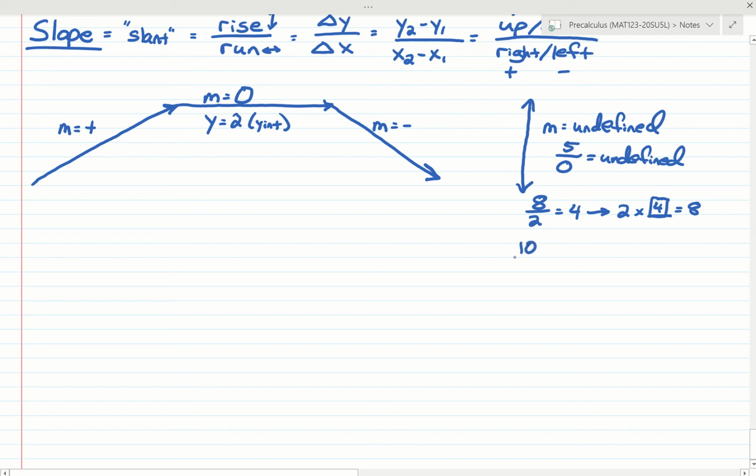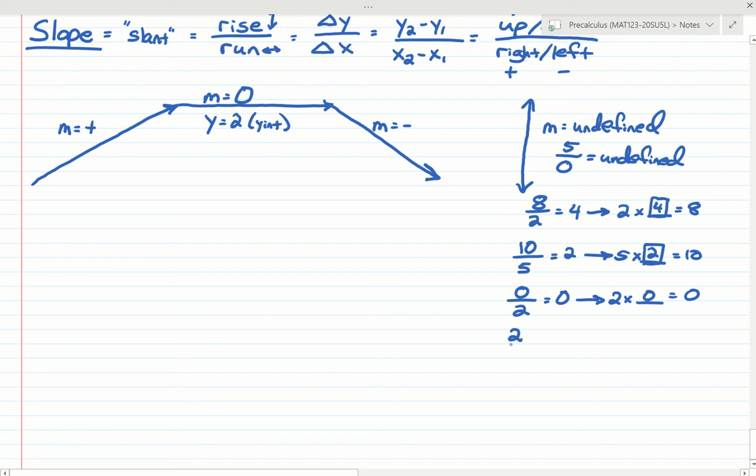So if I asked you what's 10 divided by 5, really what I'm asking you is 5 times what number is 10? Everyone knows the answer is 2, right? So what if we put a 0 on top? What this is saying is 2 times what number is 0? Well, of course it's 0, right? So if 0 is on top, like you would have for a horizontal line, the slope is 0.